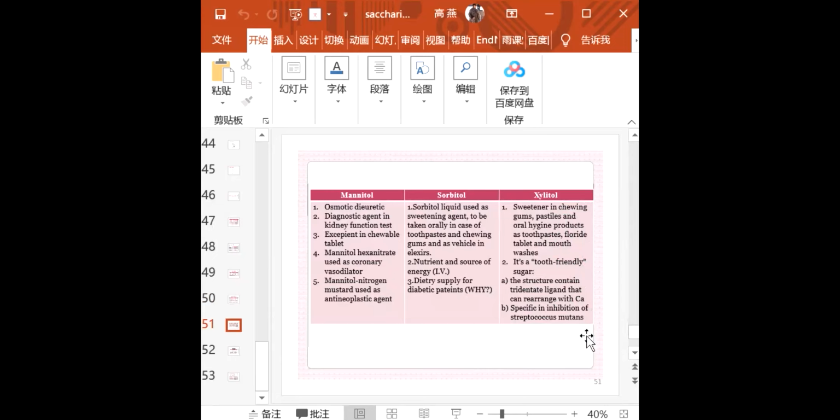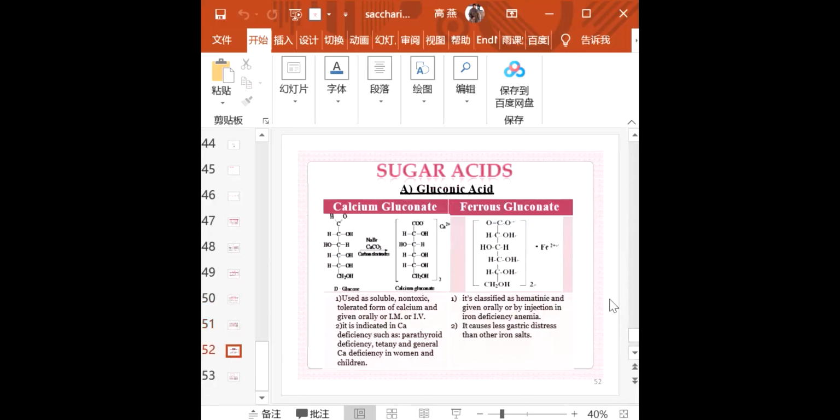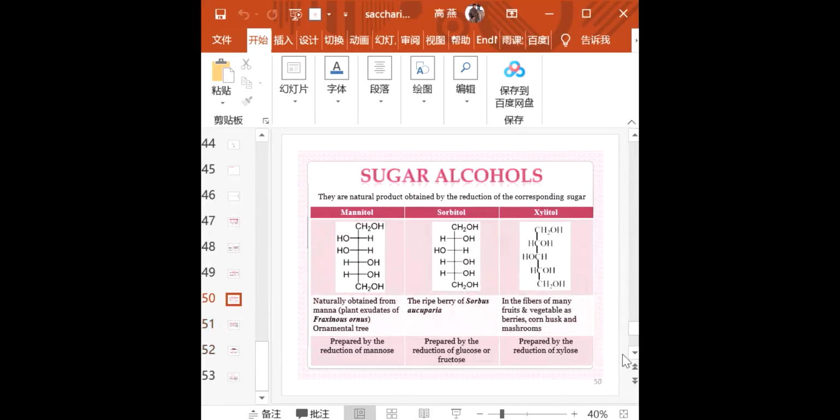Because the structure contains a bidentate ligand that can chelate with calcium ion, and also it is a specific inhibitor of the microorganism Streptococcus mutans that causes our tooth trouble. Okay, so this is sugar alcohol. They are all prepared from reduction of the corresponding sugar.